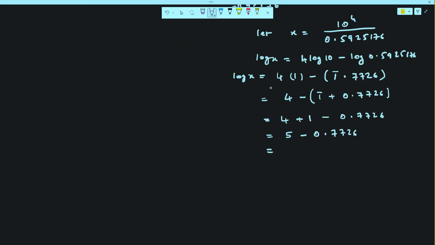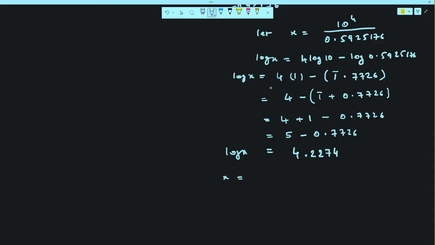Last from 10, all from 9. 10 minus 6 will be 4. And 9 minus 2 is 7, 9 minus 7 is 2. Dot. And this will be 4 now. Okay, this is all log x.